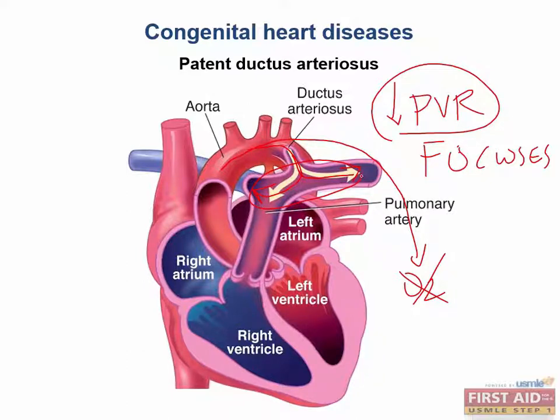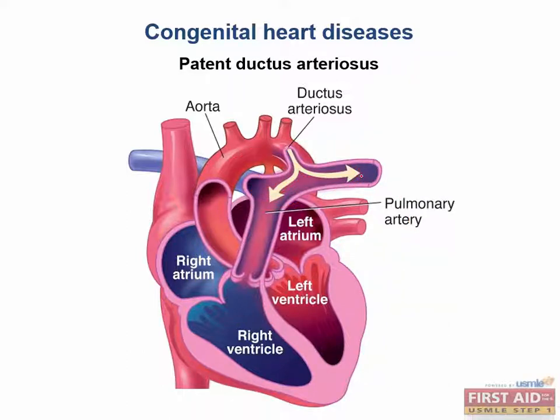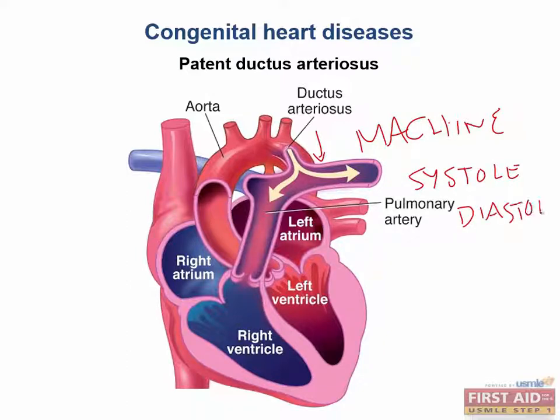And how will this present clinically? Well, first of all, there is a continuous machine-like murmur because the pressure gradient for this flow from the aorta back into the pulmonary circulation is there in systole and it's also there in diastole. So there is constant flow across the shunt. Now what can we do for these kids?